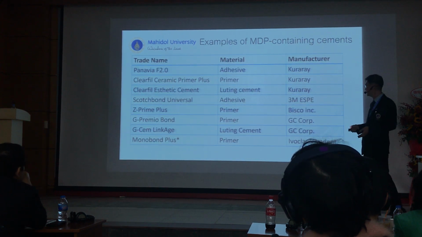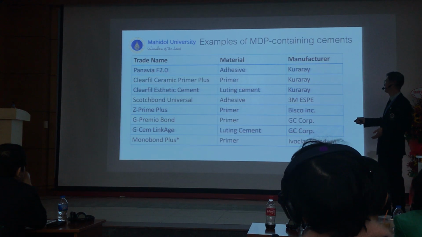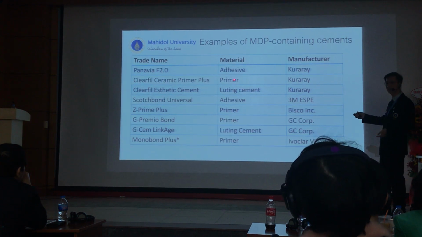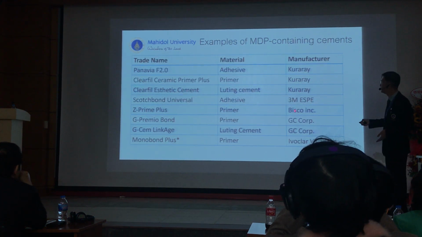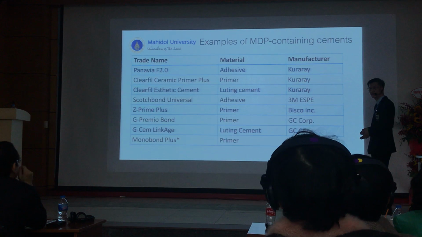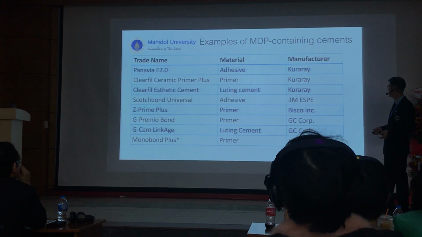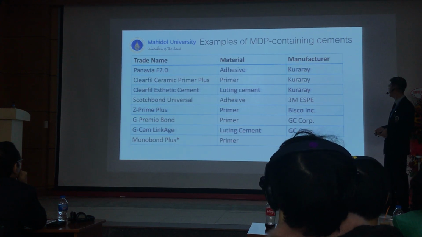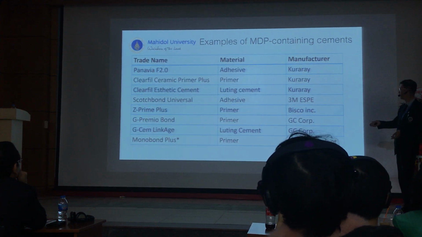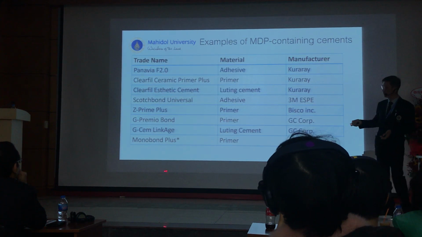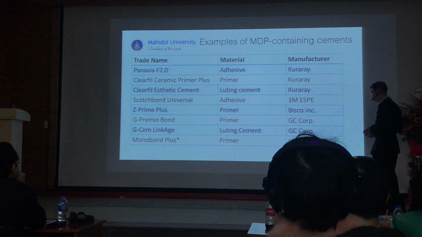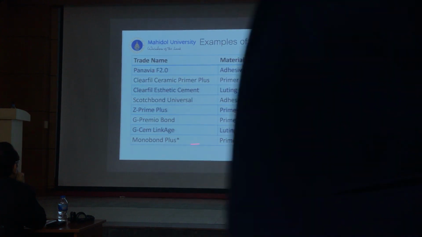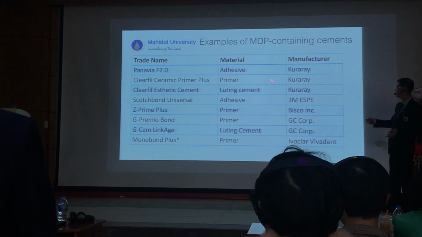Sometimes it's in the cement, sometimes in the primer that you apply on the zirconia structure, sometimes it's mixed in the bonding adhesive. This is where Japanese researchers did a lot of research about bonding with zirconia. That's why when you look at the materials, a lot of them came from Japan. Except this one, I forgot the name of the material, but the others are from Japan.